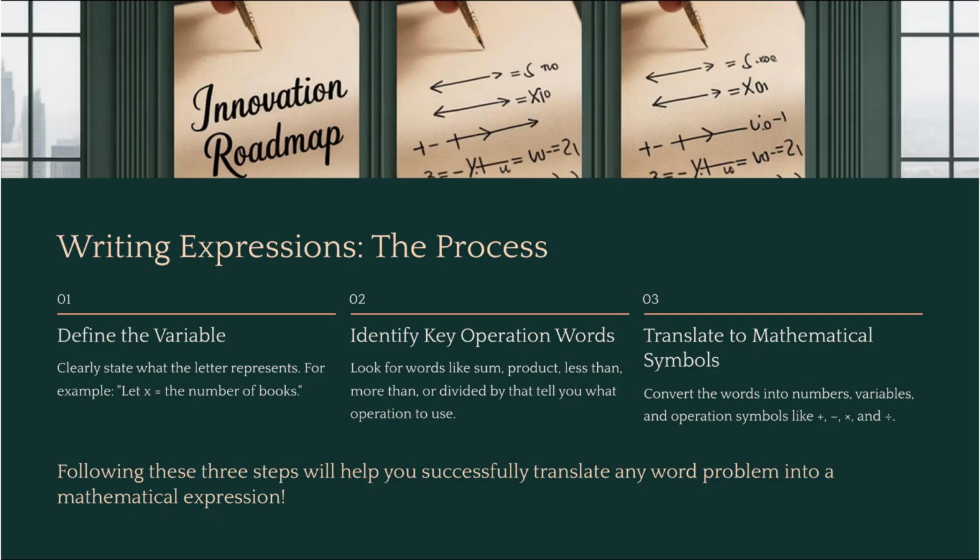Writing an expression is a three-step process. First, you need to clearly define the variable. Decide what quantity the letter stands for. Second, you look for the operation words in the problem, like sum or product. Third, you translate those words directly into mathematical symbols to create the final expression. Following these steps ensures your expression accurately models the real-world scenario.